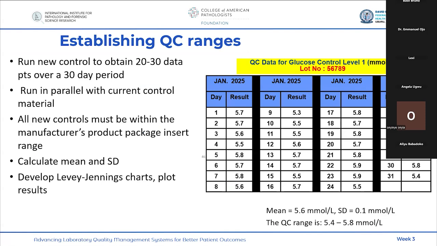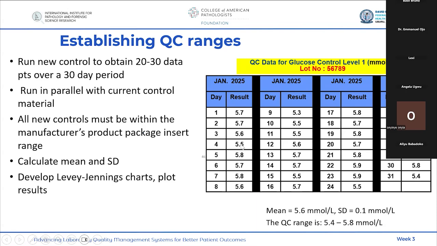So when we talk about how to establish quality control ranges, we run the new control to obtain about 20 to 30 data points over a 30-day period. And this is an example. You run this in parallel with the current control material. All new controls must be within the manufacturer's product package insert range. You calculate the mean and SD, develop your LJ charts and plot your results.